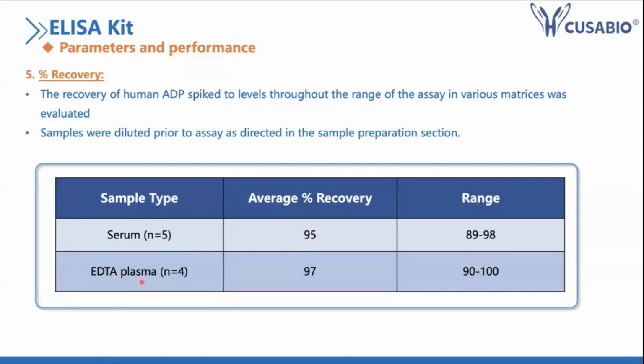We did different tests here with different sample types, the serum sample type and then the EDTA plasma sample type. As you see, the average percentage recovery we got is 95% and 97%. And this is our range. So it still looks very good, right? So overall, based on our linearity and percentage of recovery, we have excellent parameters with our ELISA kit.